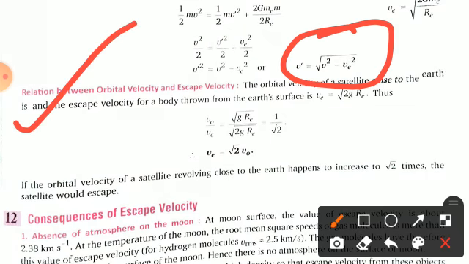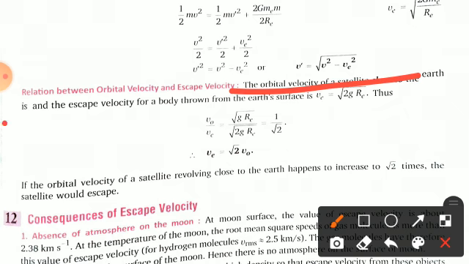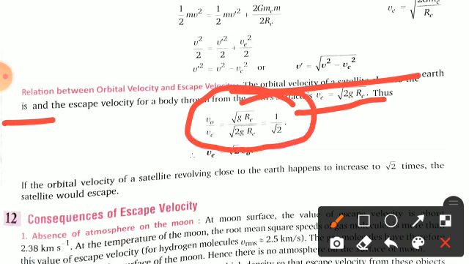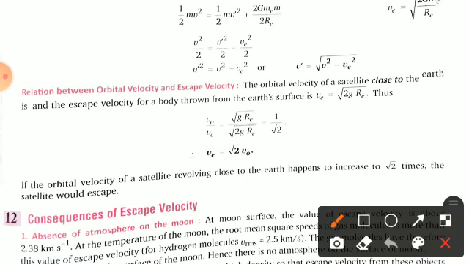Now this is the important one. What is the relation between orbital velocity and escape velocity? The orbital velocity of a satellite close to the earth is root gRe, and the escape velocity for a body thrown from the earth's surface is ve equals root 2 gRe. You know this expression very well. If we divide the orbital velocity by the escape velocity, you get root gRe by root 2 gRe, and you will find that ve is equal to root 2 times v naught, the orbital velocity.